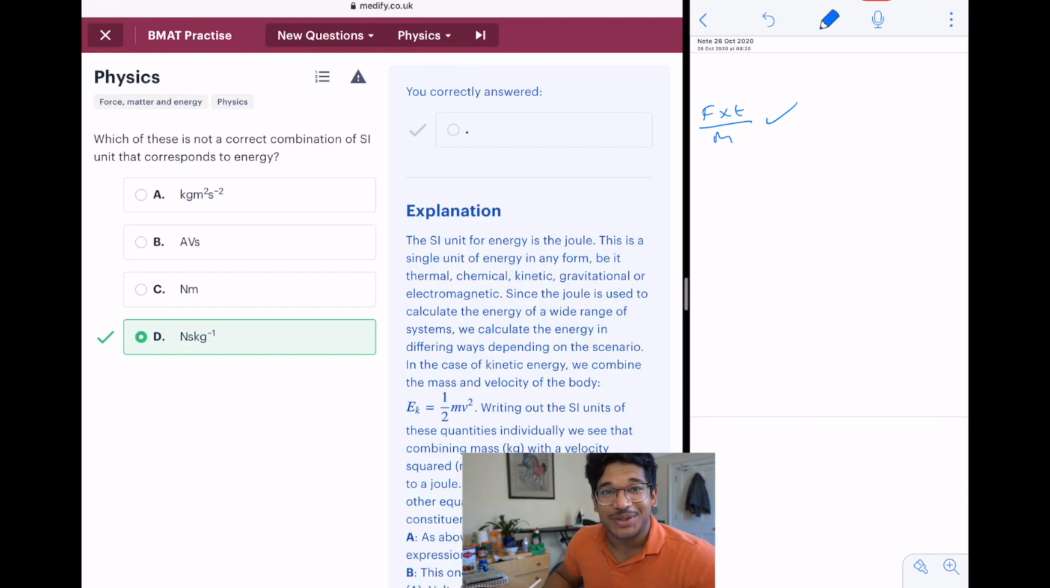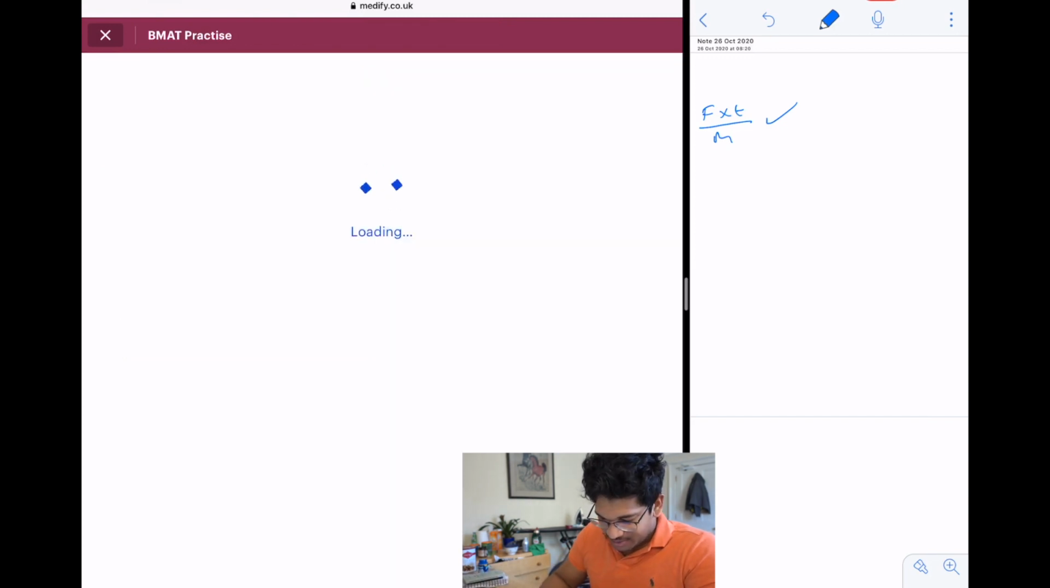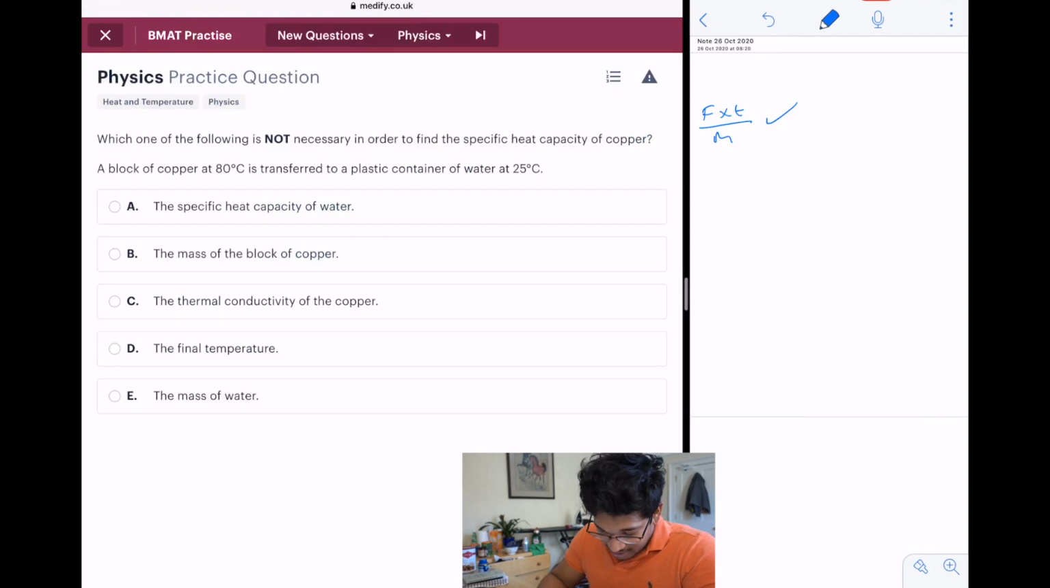Wow, okay, that was quite easy. I didn't even work out the others, just saw that one and tried it out, and that was the answer. Because force times time, I think, is the work done, and so that's a form of energy. So if you're dividing by mass, then that's no longer an SI unit for energy. So that was fairly easy. A bit of luck there to get it on the first one.